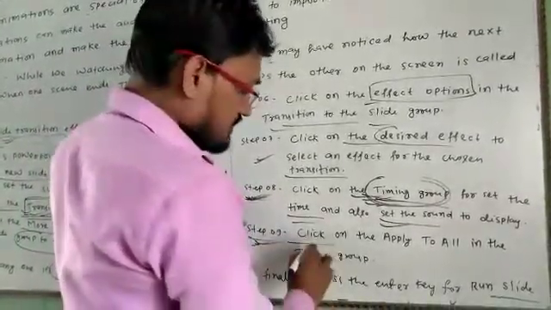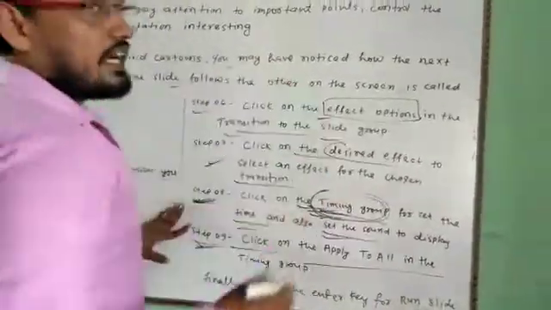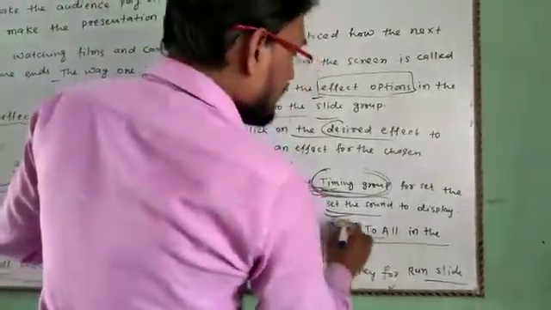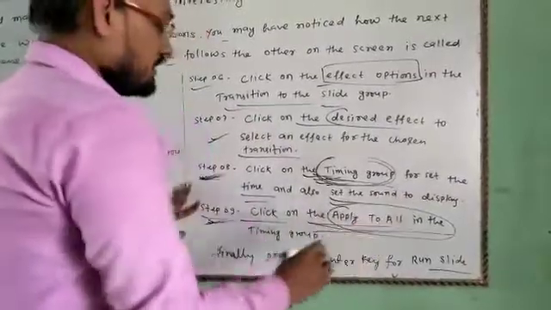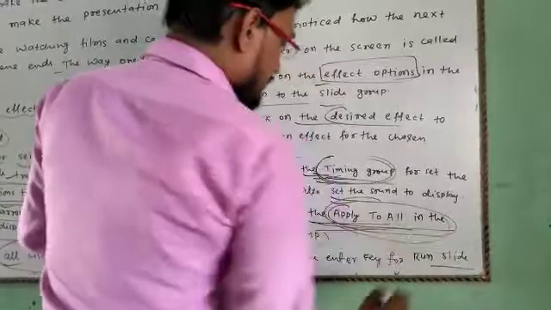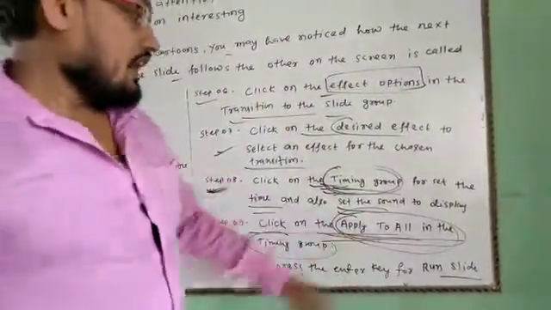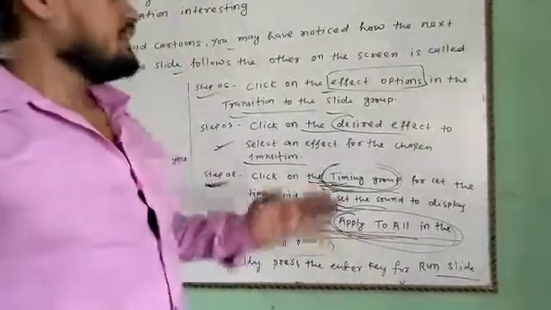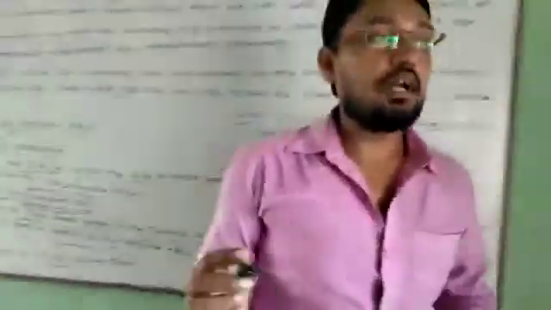Our next step is to click on apply to all. After setting all kinds of settings, click on apply to all in the timing group. Apply to all is present in the timing group. Finally, our transition effect is set in our documents.